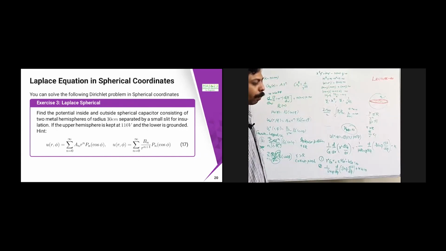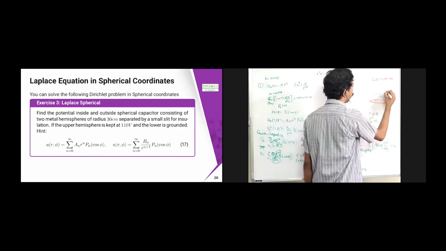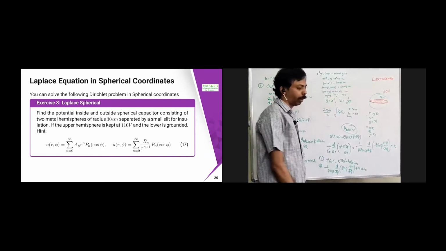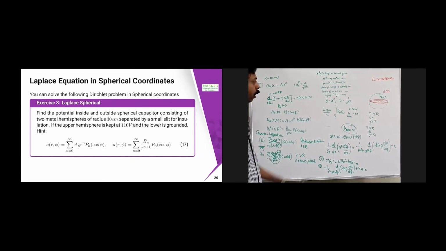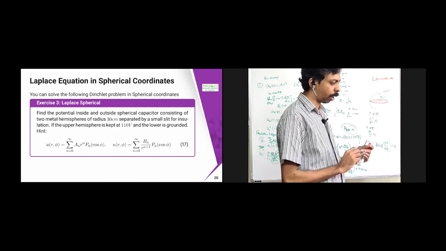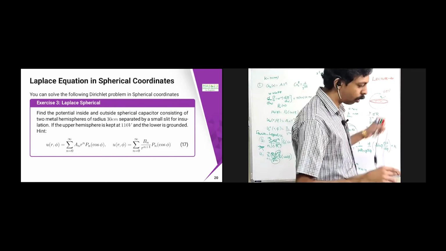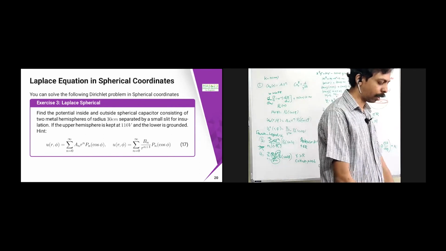In the upper hemisphere I'm keeping it at 110 volts, and the lower part is grounded. Then what you need to do is solve this problem. Here, what is given is f, u(R, phi) is given to you. You need to solve the problem. You can check the solution for this problem in a basic book. It will be there. I'm just creating it as an exercise.